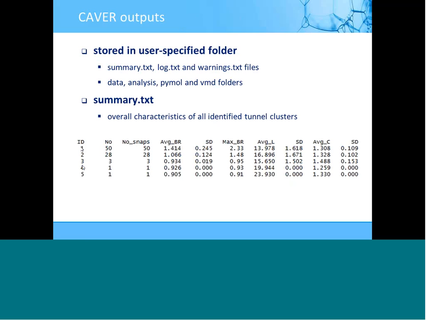You have the ID of the cluster, which will allow you to map this information to the visualization. Then you will get the idea in how many structures the tunnel was identified, and what was the average radius of the tunnel bottleneck. The tunnel bottleneck means the narrowest part of the tunnel. Then we have the maximum bottleneck radius, average length of the tunnel, and average curvature of the tunnel, accompanied by corresponding standard deviations.